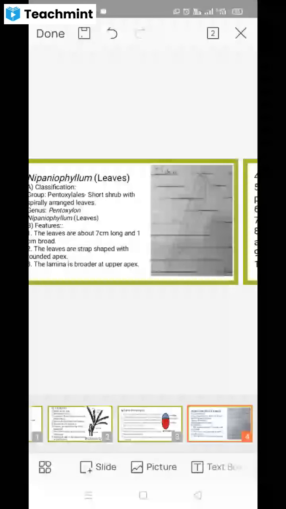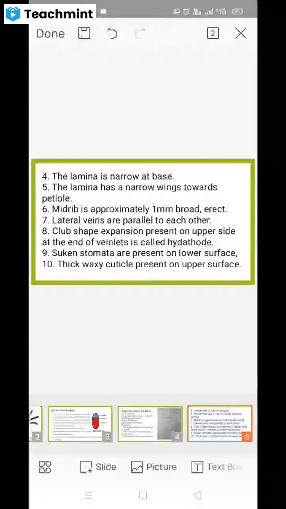These lateral veins are parallel to each other. Then the club shaped expansions present on the upper side at the ends of the veinlets are called hydathodes. Sunken stomata are also present on the lower surface, and a thick waxy cuticle is present on the upper surface. So this waxy cuticle is also a character of xerophytic plants.